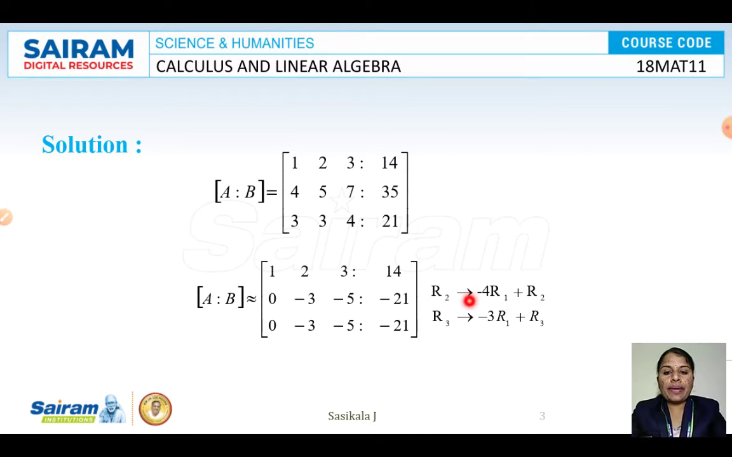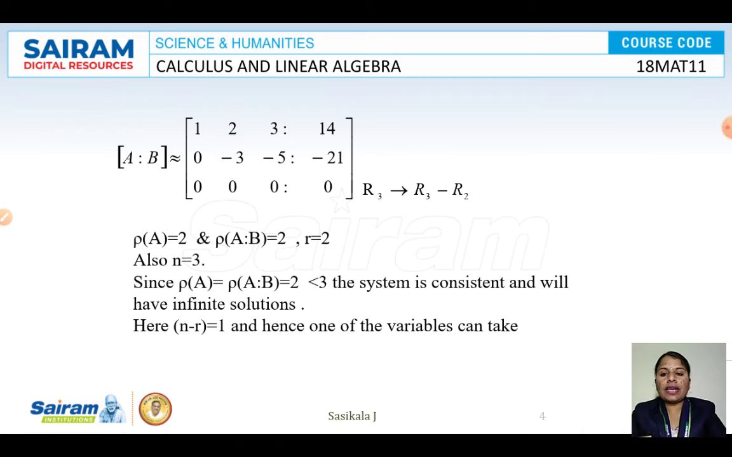So what will happen? You will have a 0, then minus 3, minus 5 and minus 21. Similarly, for the third row I multiply the entire first equation by 3. Then R3 implies minus 3 of R1 added to R3, so minus 3R1 plus R3. Okay. So now what will happen?